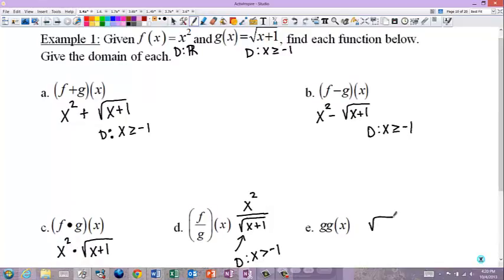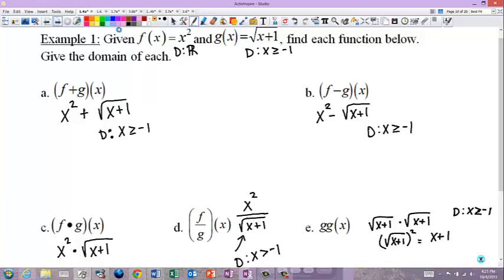If I do g of x times g of x, that's the square root of x plus 1 squared, which is x plus 1. But the domain still has to be greater than or equal to negative 1. Because if I said that g of x has to be greater than or equal to negative 1, then I can't use negative 3. And even though my answer, my g times g, has no restriction on it, because this domain's all real numbers, you still have to say that x is greater than or equal to negative 1 because you have to pick the smaller of your domains.